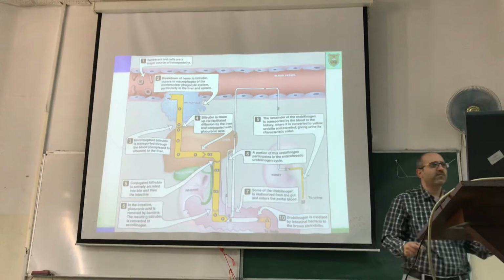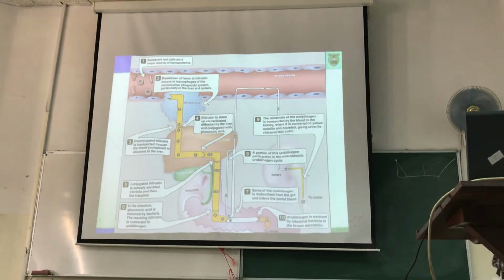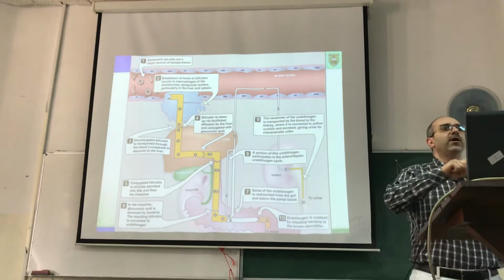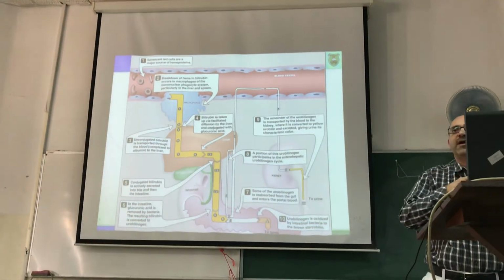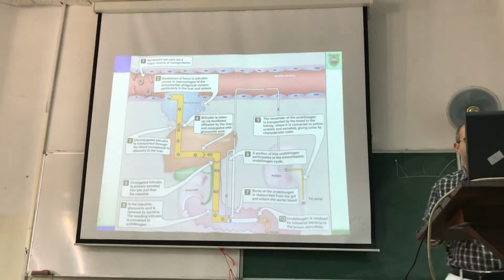So you have all of these intermediates now. You have the unconjugated bilirubin, you have the conjugated bilirubin, you have the urobilinogen, and you have the stercobilin, and then you have the urobilin. So different intermediates. Okay.